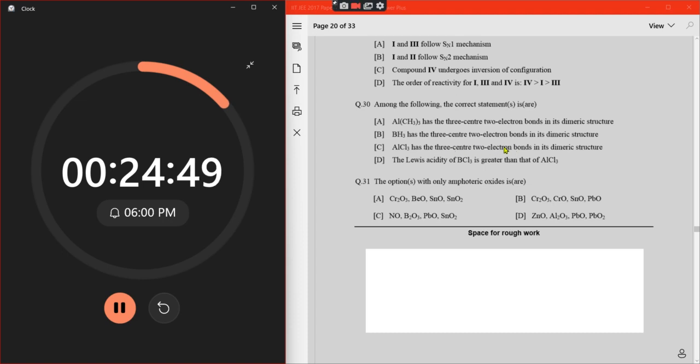PhD has 3 centered. Right. So B is correct. 30 का B correct है. Banana bonds, of course. Yeah, this has 3 centered too. Right. So C is also correct. Or is it 3 centered too? Wait. So chlorine की lone pair है. That can go to aluminium.